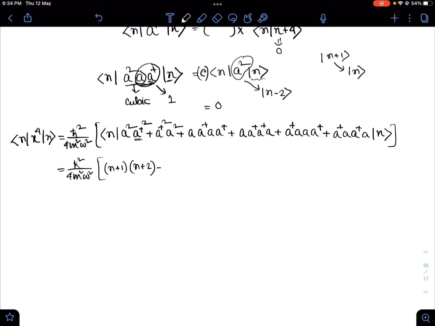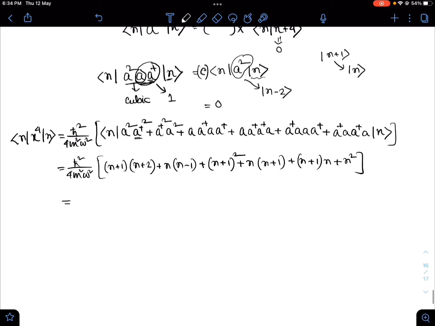In the similar manner, you can calculate the rest of the terms. So here I am writing the terms. So we are getting n plus 1 times n plus 2 plus n square. If you do simplification, then you will get 6n square plus 6n plus 3.